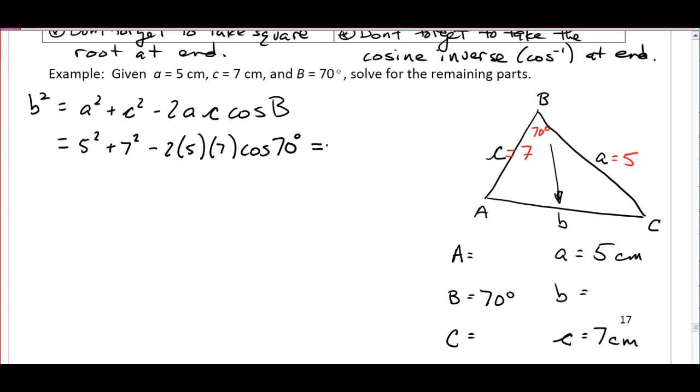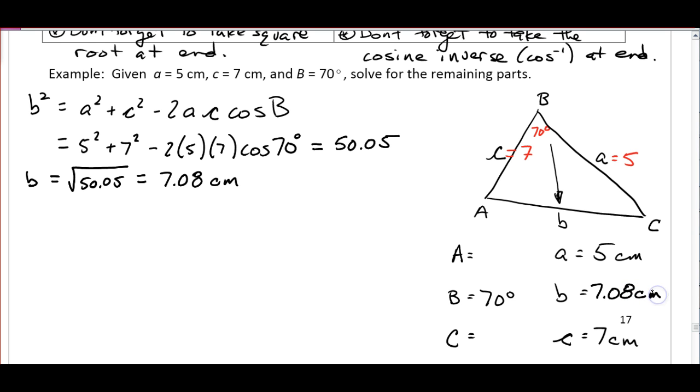And if I plug that all into my calculator, I should get 50.05. Again, keep in mind this is b squared. So now b is going to be the square root of 50.05, which is 7.08 centimeters. So let's go ahead and fill that in, 7.08 centimeters. Okay. So that takes care of that.